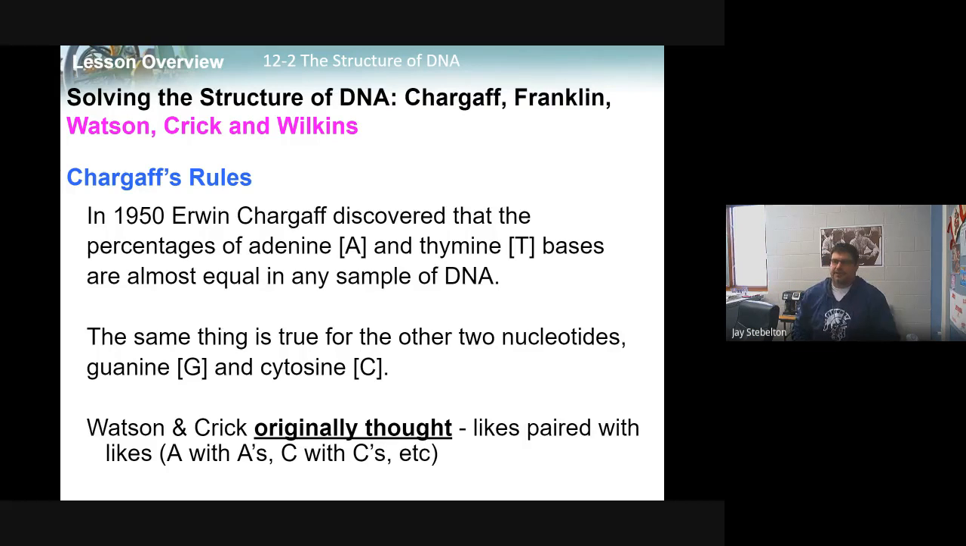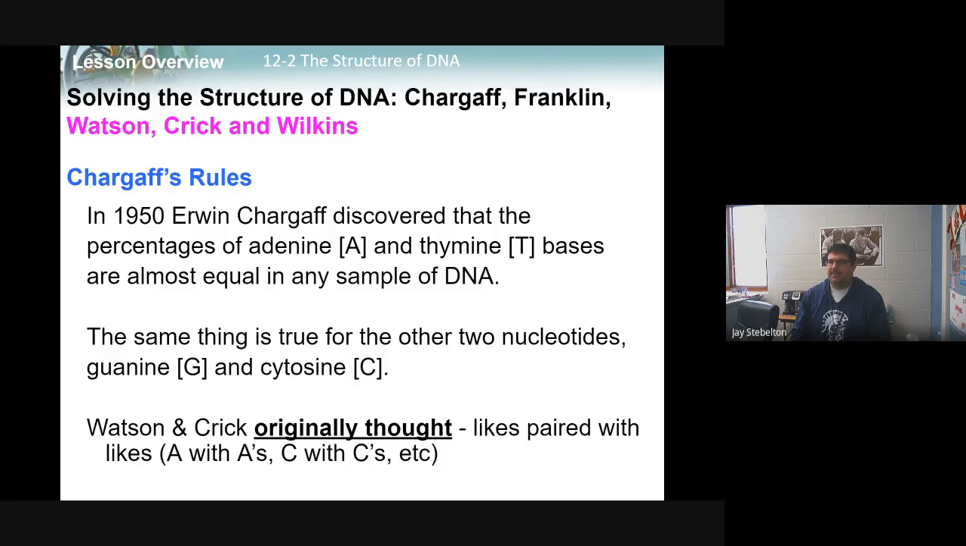Okay, so the first one is old Erwin Chargaff, our good friend Erwin. Chargaff's rules says that the percentage of adenine A is always equal to the percent of thymine T. In other words, A pairs up with T. The same thing can be said about G, guanine, and C, cytosine. So that's Chargaff's rules.